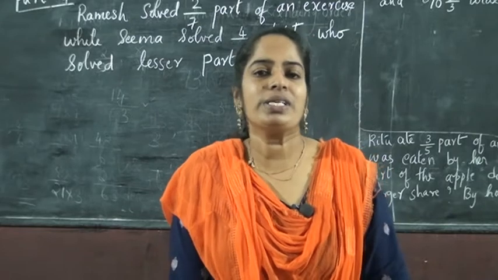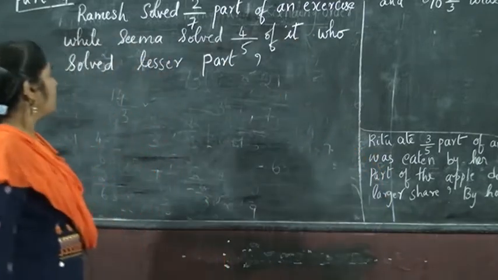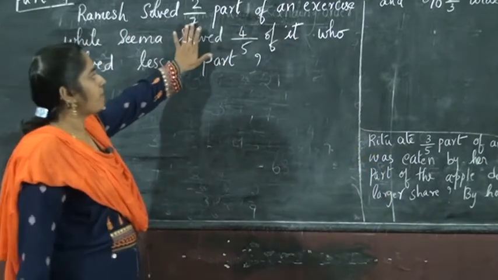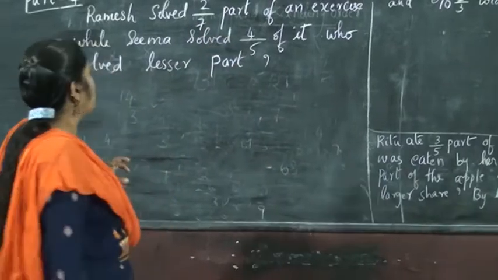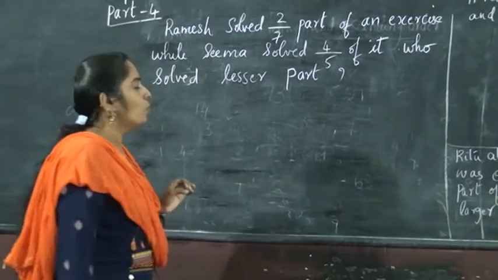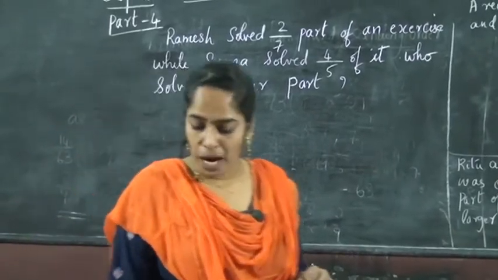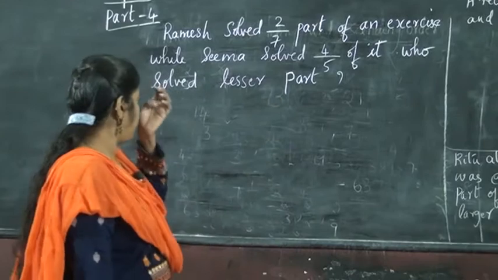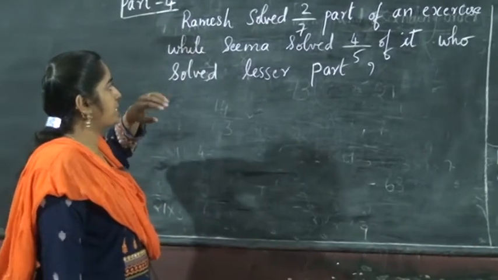Here the next question is, just look, Ramesh solved 2/7 part of an exercise while Seema solved 4/5 of it. Who solved the lesser part? So here what is the question?